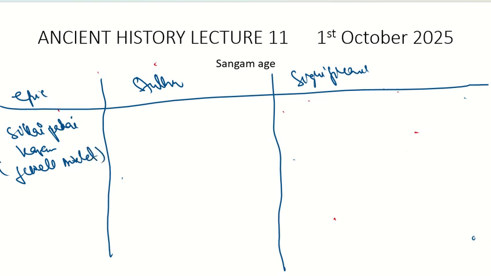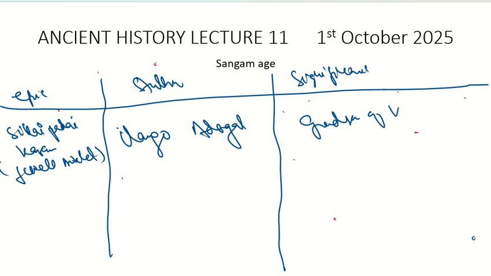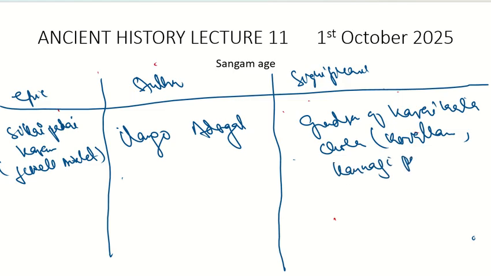It is written by Ilango Adigal, and it deals with the grandson of Karikala Chola, Kovalan, Kannagi, and the Pattini cult.